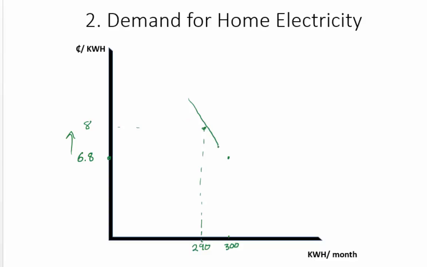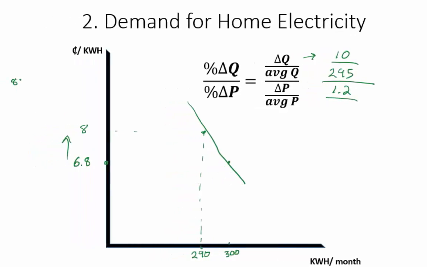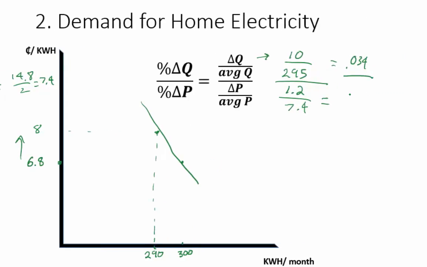And once again, we could kind of sketch in our demand curve there. But what we're interested in is elasticity. So once again, we just want to plug and chug into the formula. The delta Q is a change of 10 kilowatt hours. The average Q would be the midpoint, 295. The delta P is 1.2 cents. And the average P here, simply 8 plus 6.8 divided by 2. 8 plus 6.8, that's 14.8 over 2, 7.4. Okay, then we work out all this math. We get 0.034 divided by 0.16. And that works out to, I'm rounding, 0.21.